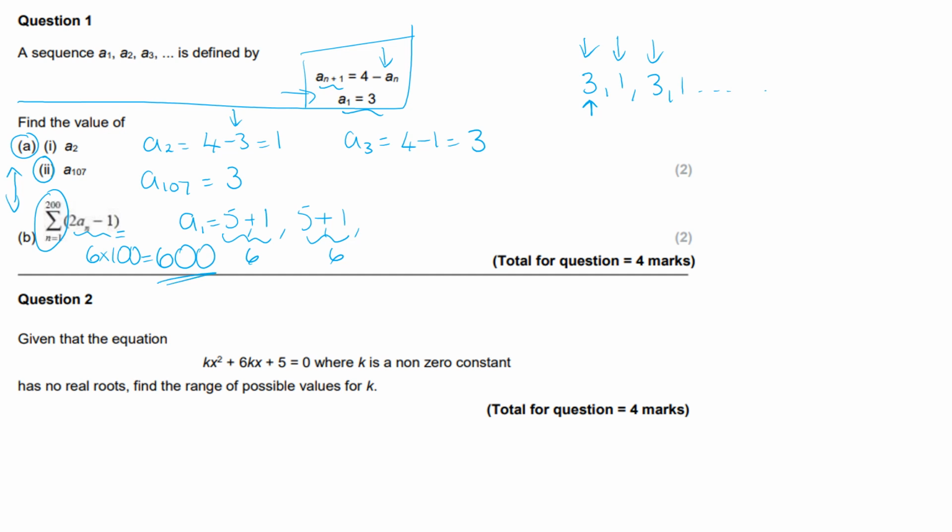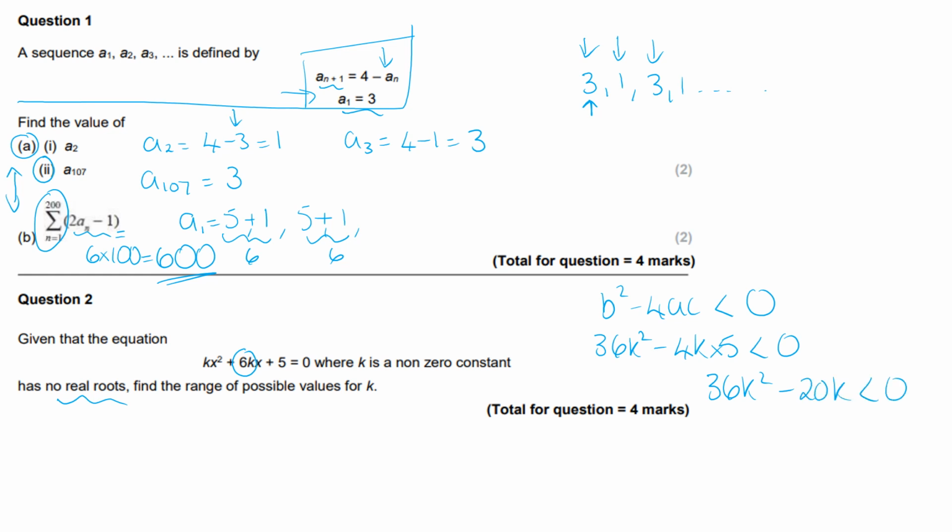In question 2, we want to have no real roots, so we want b squared minus 4ac to be less than 0. Our b is 6k, so that's going to be 36k squared for b squared, minus 4 times k, and then times 5 for c. So 36k squared minus 20k has to be less than 0.